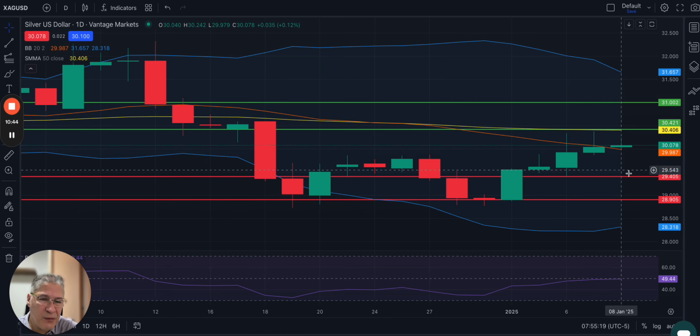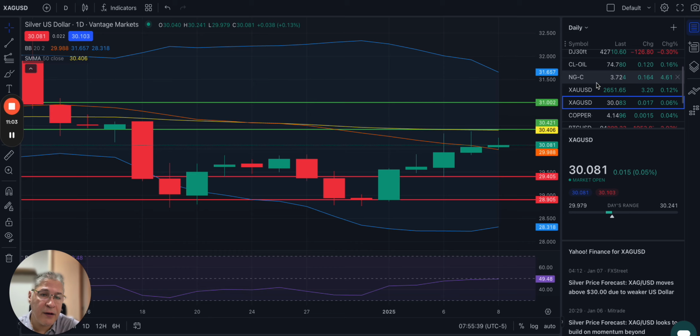Silver, same token as gold. The 50-day moving average is acting as the level of resistance, and the 20-day moving average as a level of support, a dynamic level of support. I'm drawing my line there, and 31 is the target by the end of the week. Let's see if we get there.